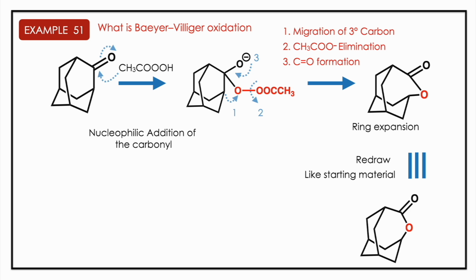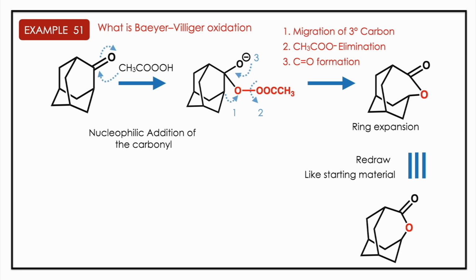A new CO bond forms. The newly formed CO bond creates an unstable carbon because it's connected with many heteroatoms. Here the carbon is symmetrical. Both side carbon atoms are the same. Either can migrate and form the same product. So carbon migrates, CH3COO minus eliminates and the carbonyl forms. All three happen at the same time.